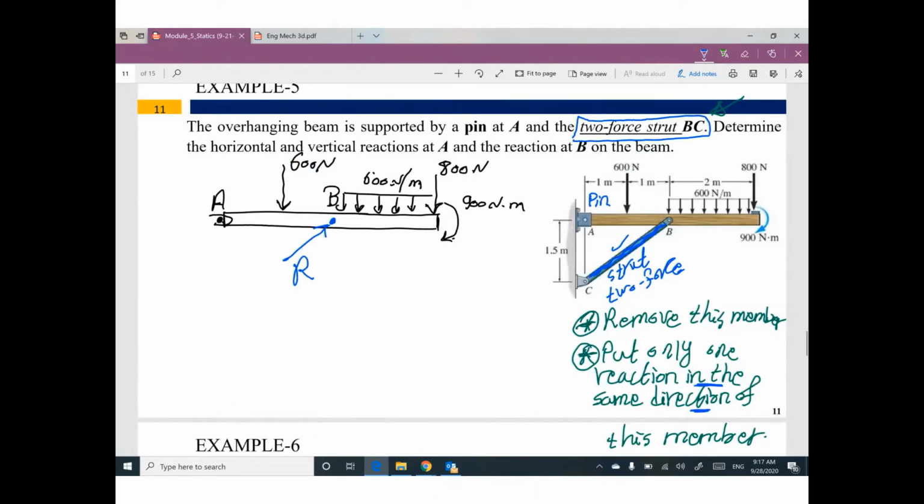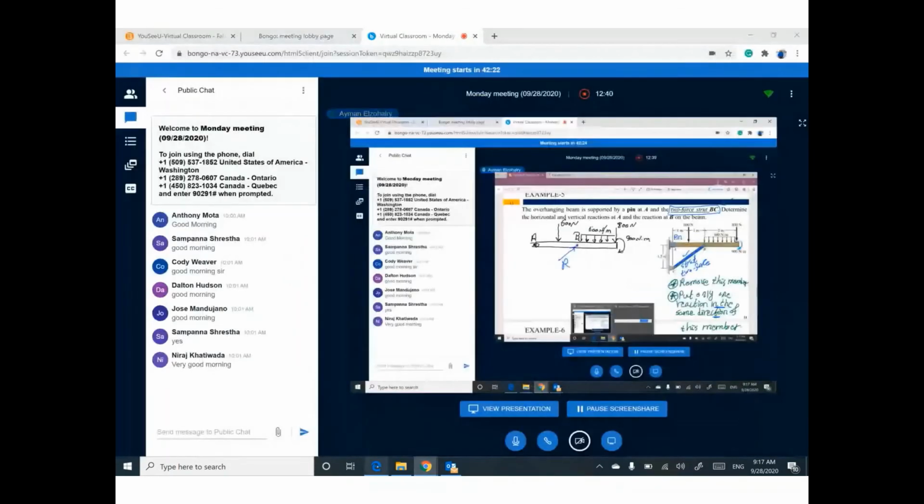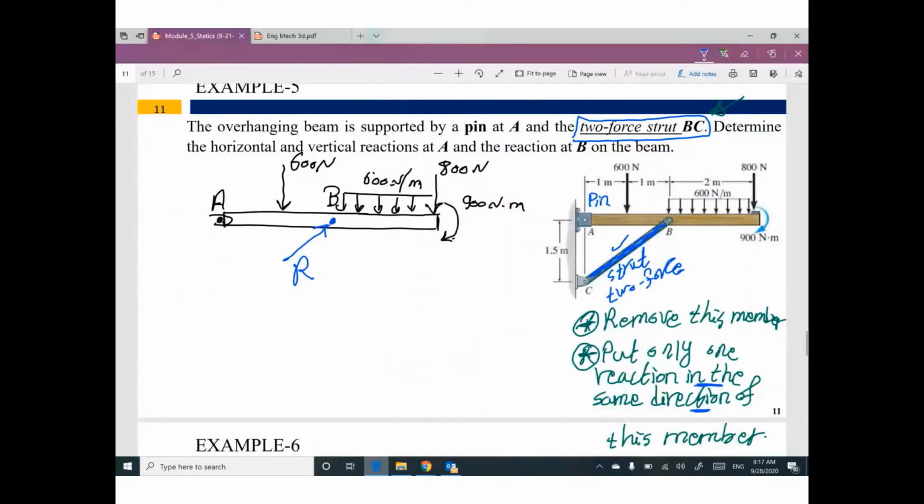Any question for this point? Any question? So please pay attention if you have a two-force strut member. If you have this member in your beam, please go ahead and remove this member, put only one reaction in the same direction of the member. We have here two reactions. It's pin or hinge. So we have XA, we have YA.